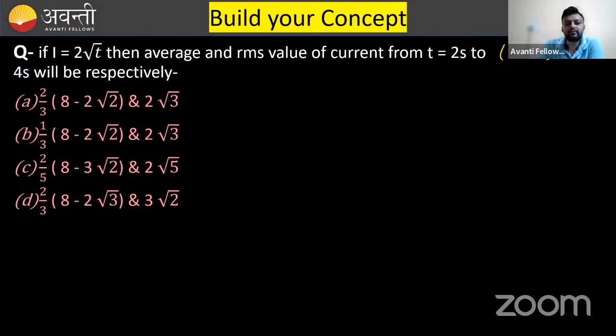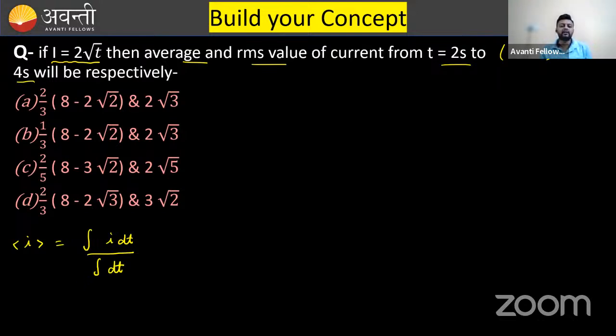This is the easiest question in which current is given as 2 root T, and they are asking the average value and RMS value from time 2 second to 4 second. So I can give you a hint actually. The average value of current can be written as integration of I dt divided by integration of dt.